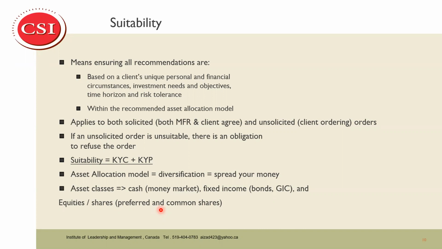What is the meaning of asset allocation? It means diversification. Spread your money around into the different asset classes. So that's why I started out to make you first understand what the asset classes are. There are three main asset classes. There's cash, which is money market. There's fixed income, which are the bonds and GICs. And then there are equities and shares, which are preferred and common shares.